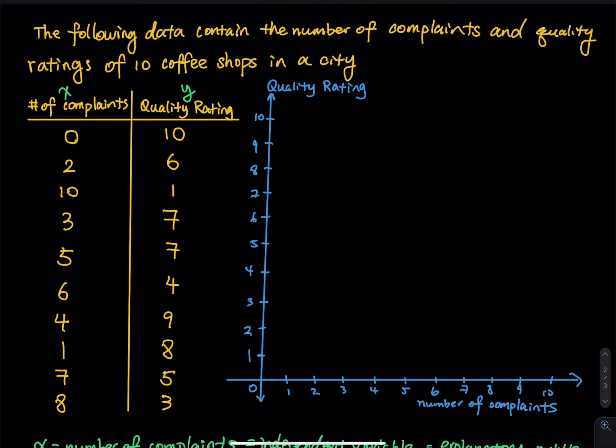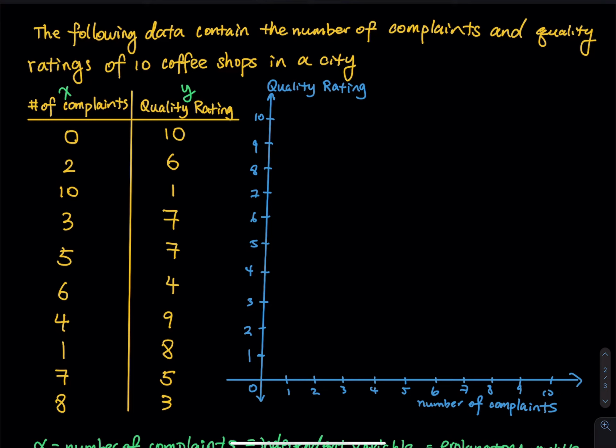What does that mean? That means people complain about this place all the time and the quality is very low. In the first row, no one complained and the quality is very high. And then in the second row, people complain a little bit, so that might reduce the quality rating.